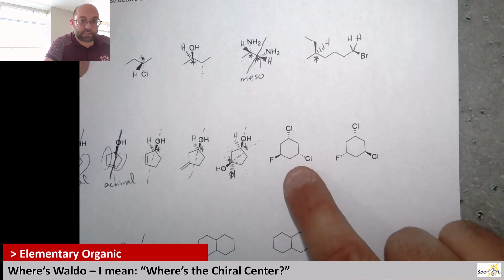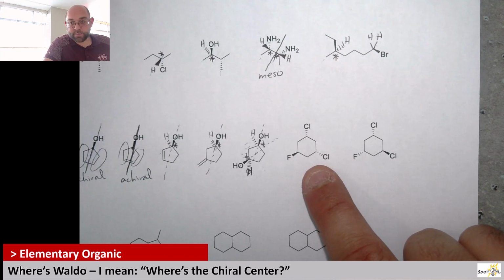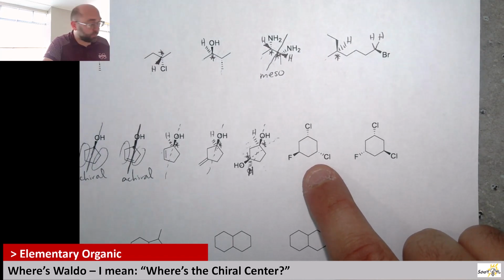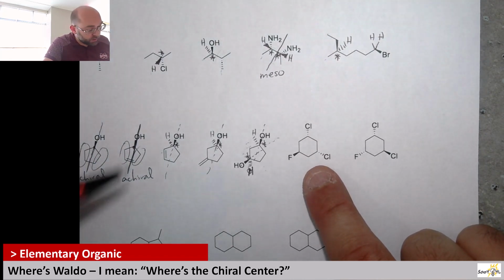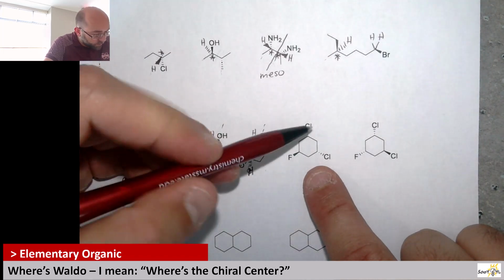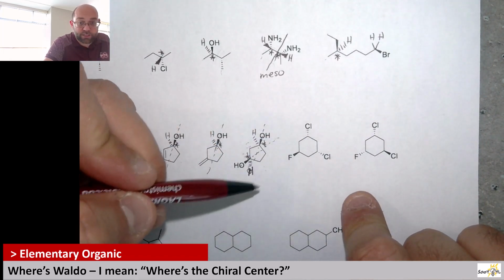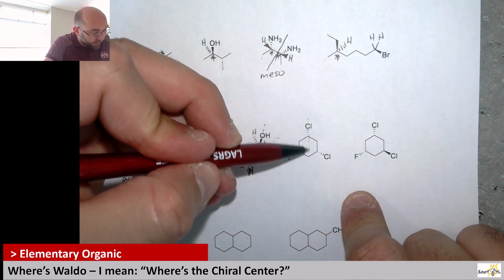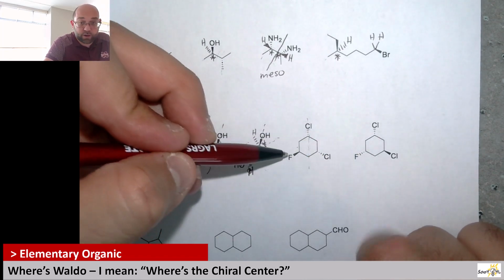All right, next up, we've got this 6-membered ring that's got chlorines and a fluorine. All right, so when we look at the dash and the wedge there, if I were to cut right here, this side and this side of the ring are different.